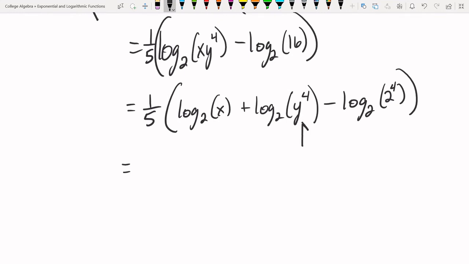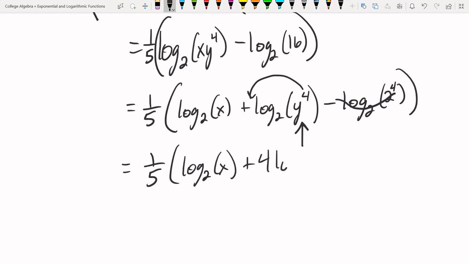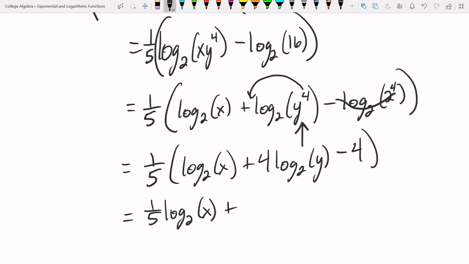Okay, here I have a power that I can move out in front, so I'm just going to bring the 4 out. And the log base 2 and the 2 cancel, giving me just 4 there. 4 times log base 2 of y minus just 4. And you can distribute the 1/5 in there. I don't know if that's any simpler, but maybe that's what they want in your homework. 4 times 1/5 is 4/5. And again, 4/5.